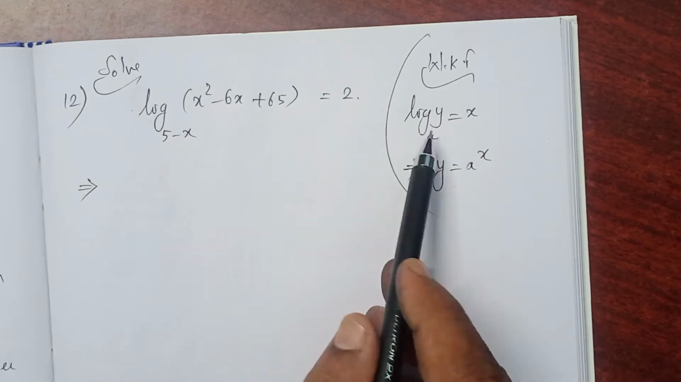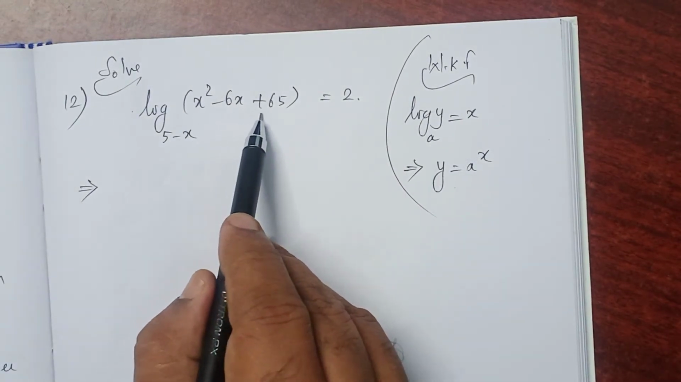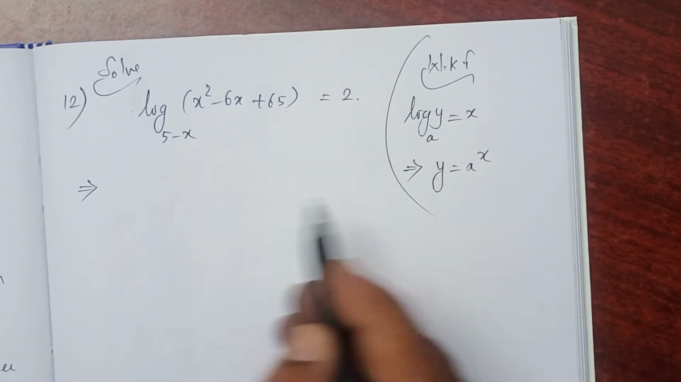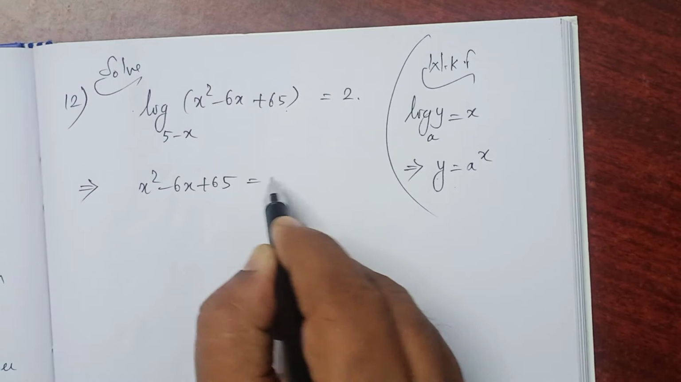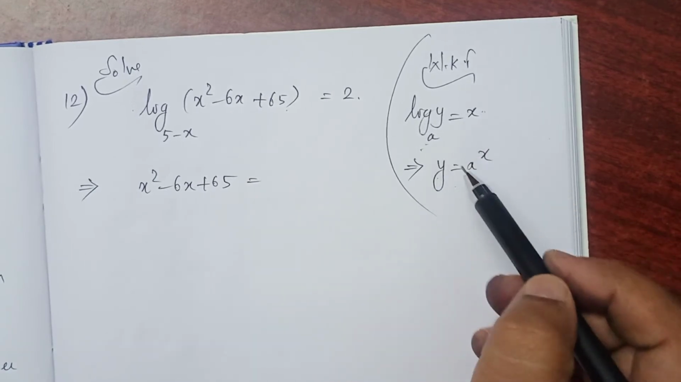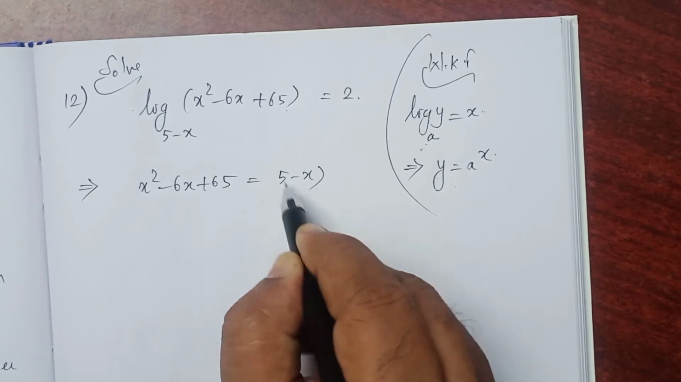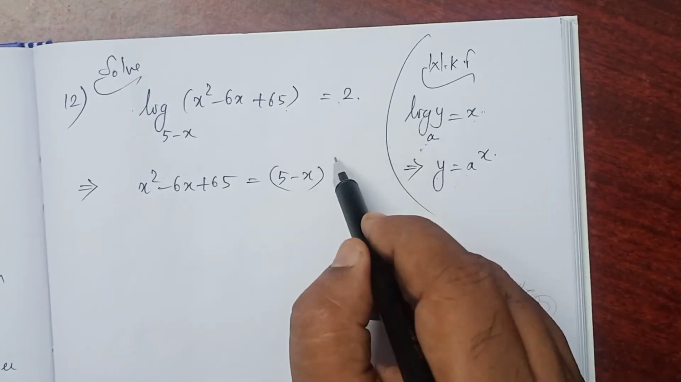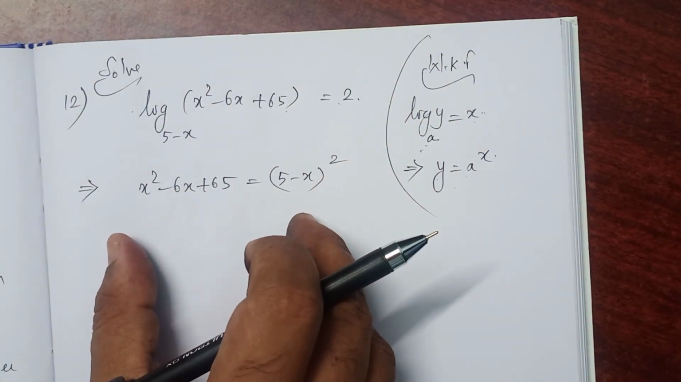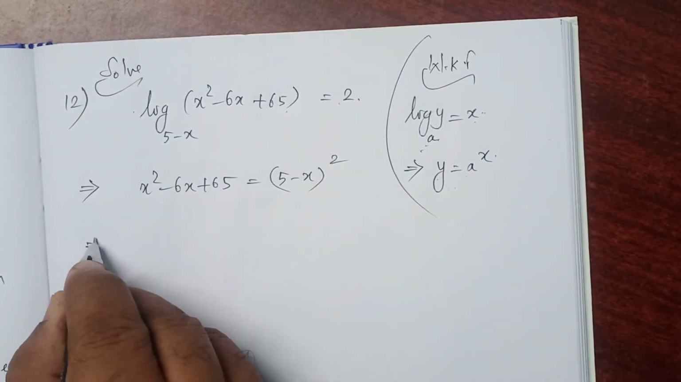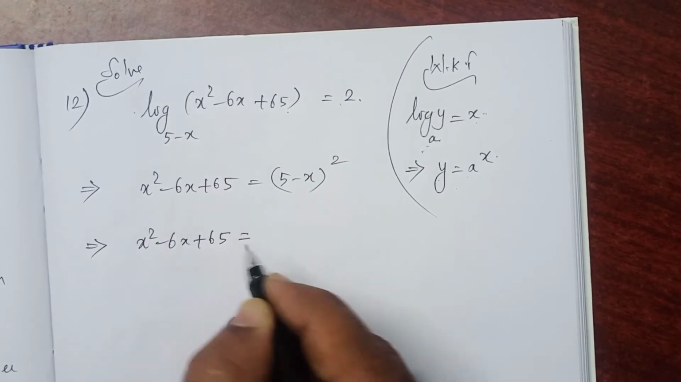Now compare these two. Instead of y, here we have x squared minus 6x plus 65. So y can be replaced by x squared minus 6x plus 65, that is equal to a power x. Instead of a we have 5 minus x. Instead of x we have power 2. This equation has to be simplified, which implies x squared minus 6x plus 65 as it is.